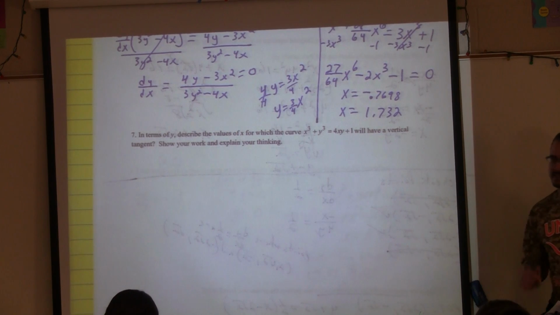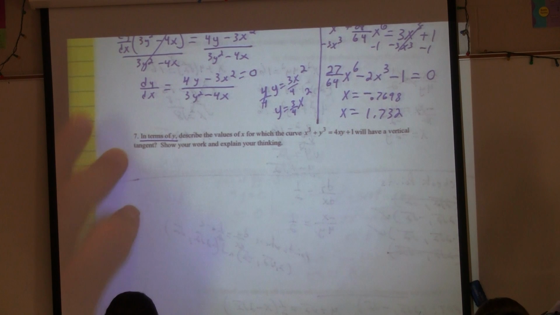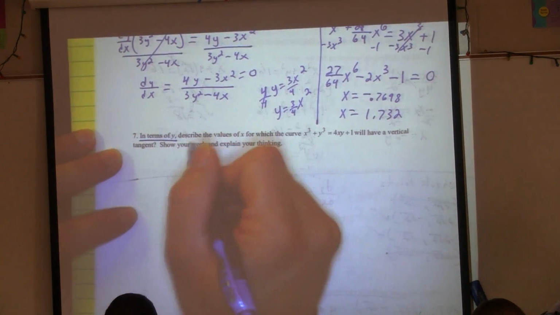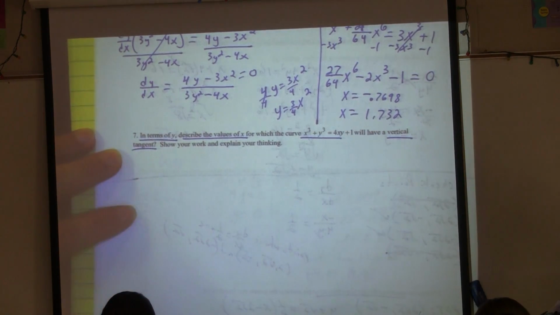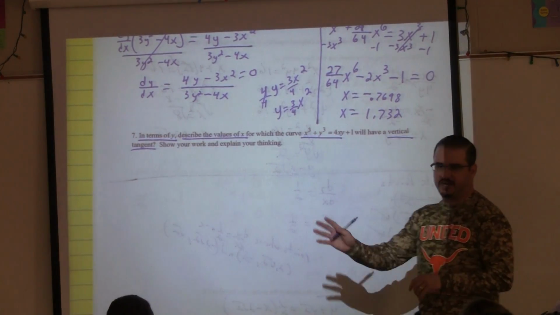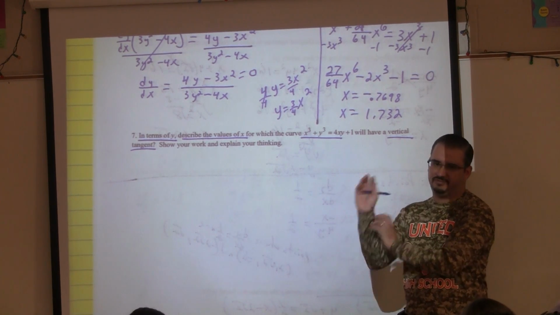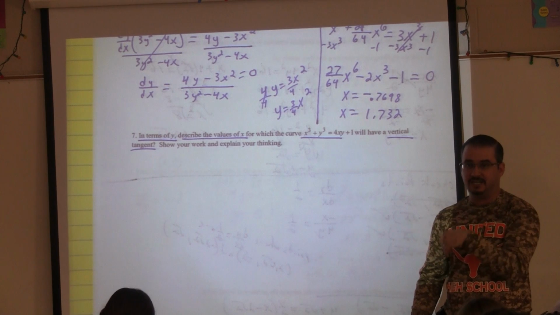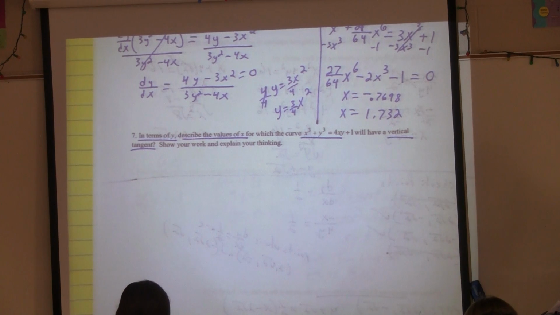So, this one says, in terms of y, what does that mean? Well, let's keep reading and then maybe you can answer. So, in terms of y, describe the values of x for which this curve will have a vertical tangent line. So, x equals some expression that is in terms of y. Okay, so I don't have to find out like x equals 5. I don't need to know the actual values. I just need to know the expression that x is equal to. Oh, cool. That makes our life so much easier.